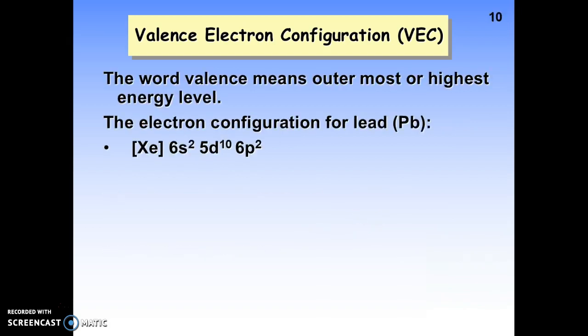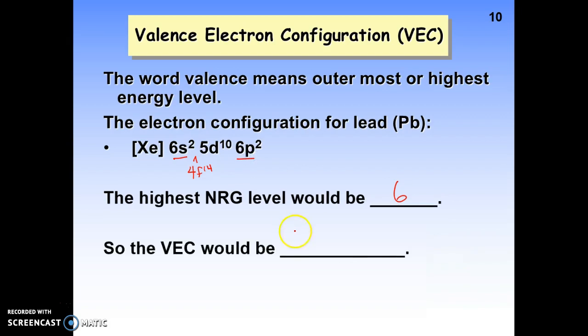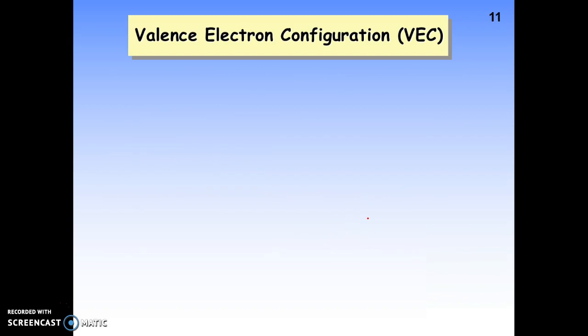Next example is lead. Here's lead's electron configuration. We have xenon. Ooh, there's a problem there. I've missed something. Miss Stover made a mistake. There should be something right there. There should be a 4f14 right there. So we have 6, 4, 5, and 6 to choose from. What's the highest? The highest energy level would be 6. So everything with a 6. So that's 6s2, 6p2. So we would write 6s2, 6p2.